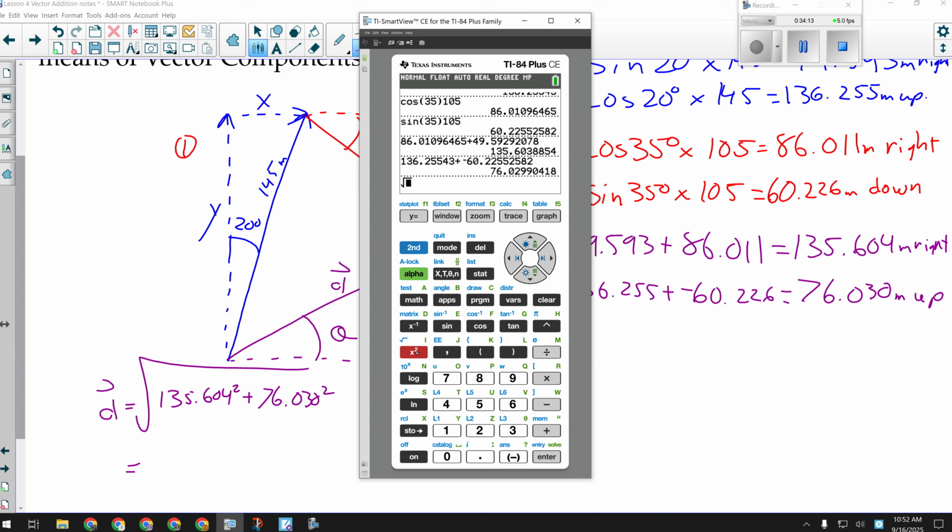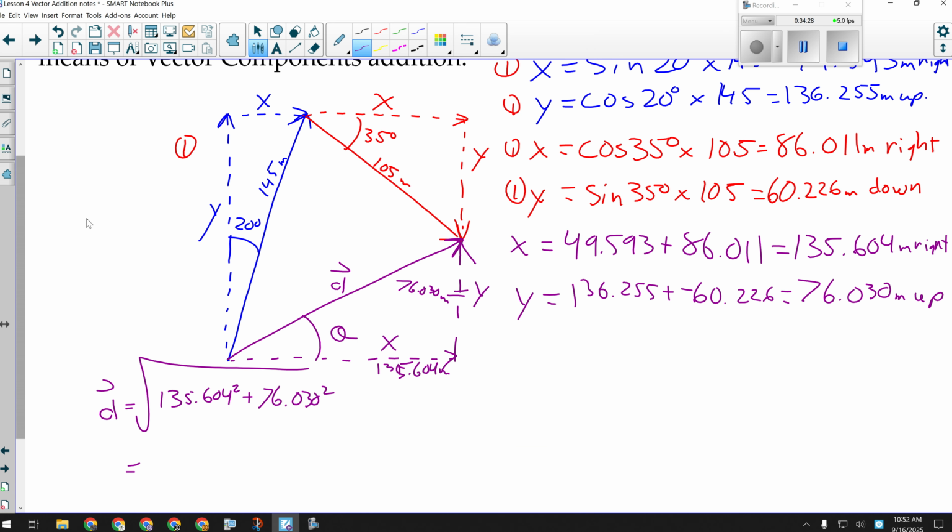So square root of that number squared plus that number squared. So the overall displacement for that object is 155.464. What's going on with my fives today? They're like abbreviated. 0.464 meters. That's the magnitude.